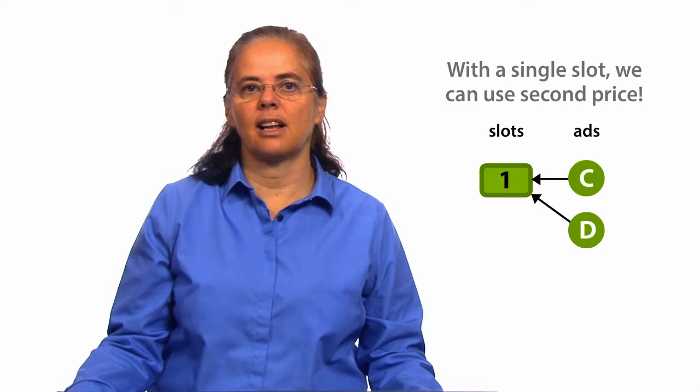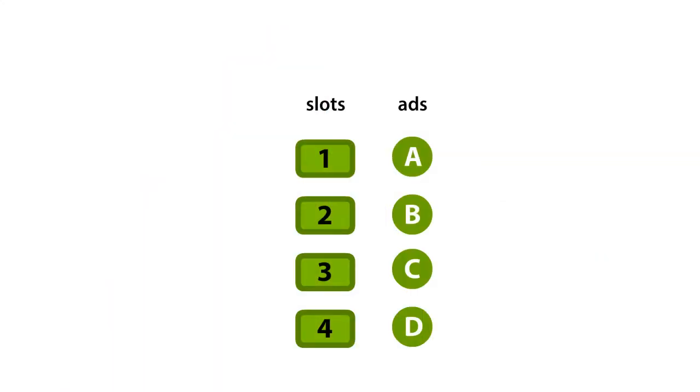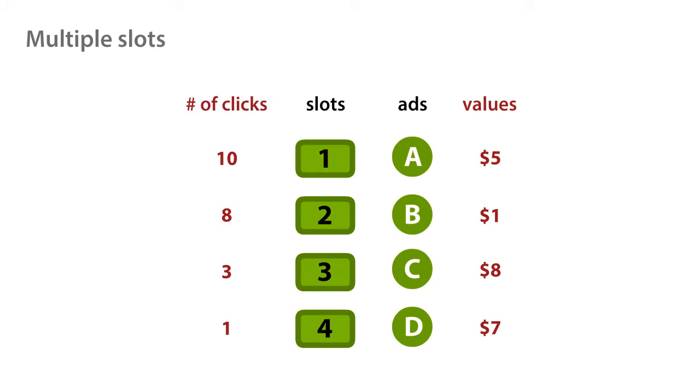So if we had a single slot, we have seen second price auction, and that would be a very natural way to sell a single slot. We ask people for bids, we sell the slot to the person who bids the highest, and use the second highest bid to set the price for the slot. But in search, we have multiple slots, and the slots are different. They have different values, different number of clicks, so different values for the advertisers. So how should we sell slots this way when there are multiple slots?